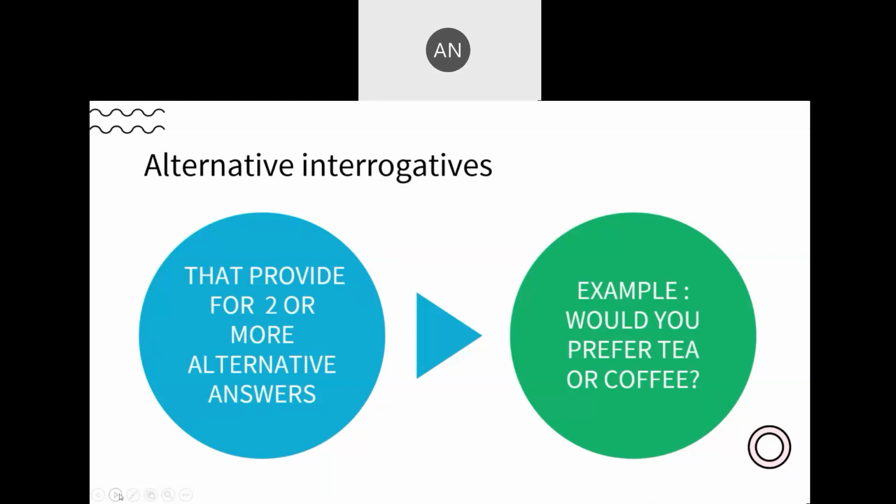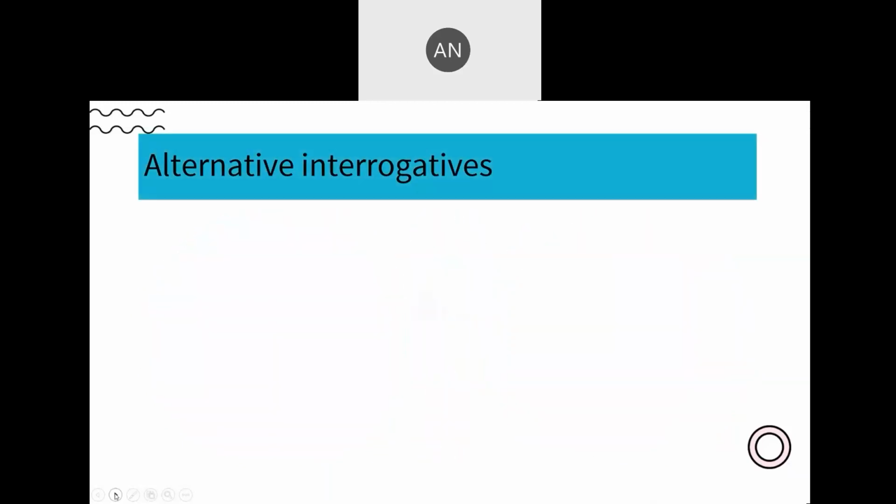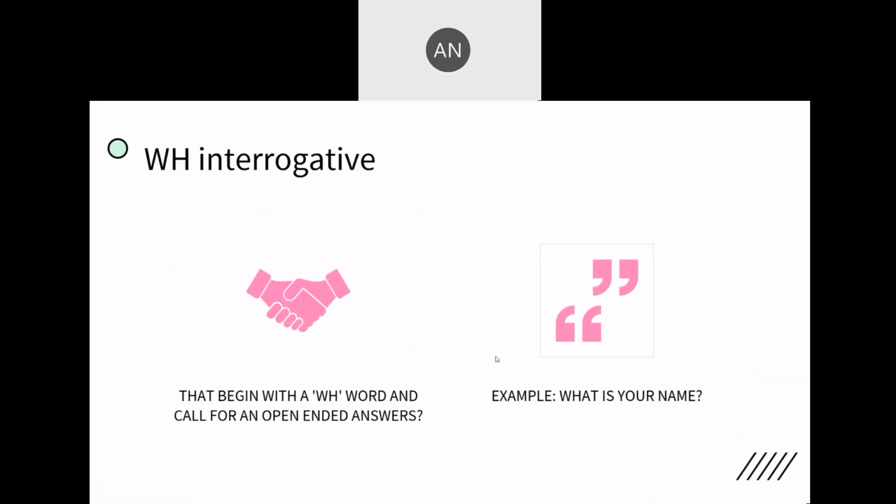Alternative interrogatives can provide two or more alternative answers. Would you prefer tea or coffee? So these are alternative interrogatives. You would say, I would prefer tea, or I would prefer coffee. So it depends.